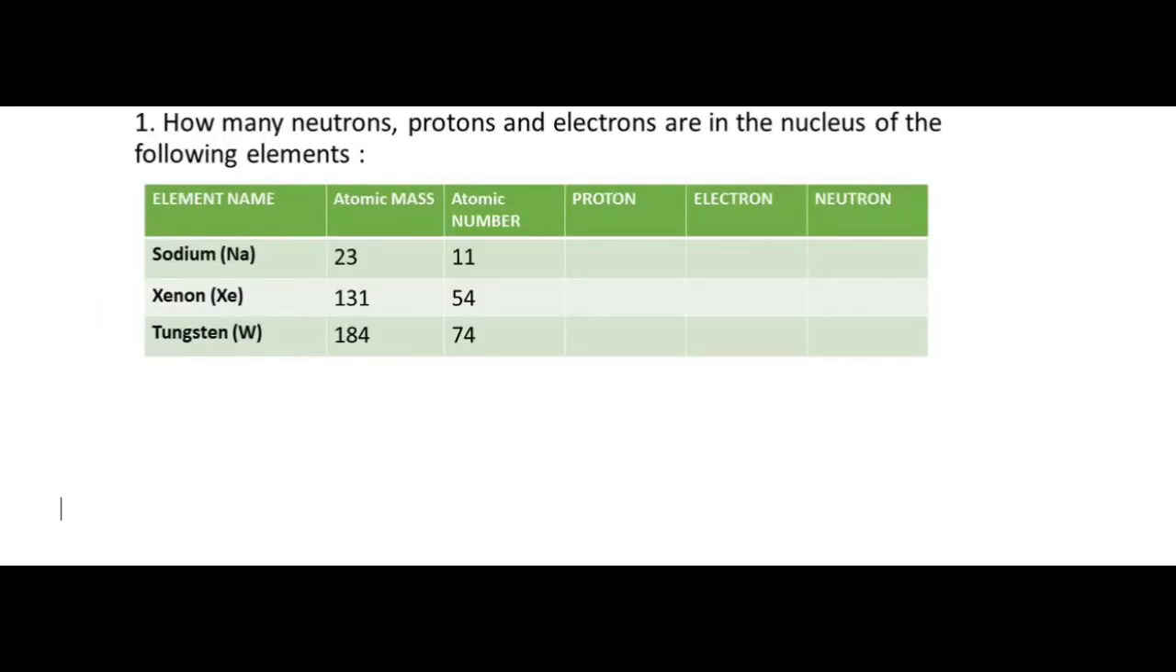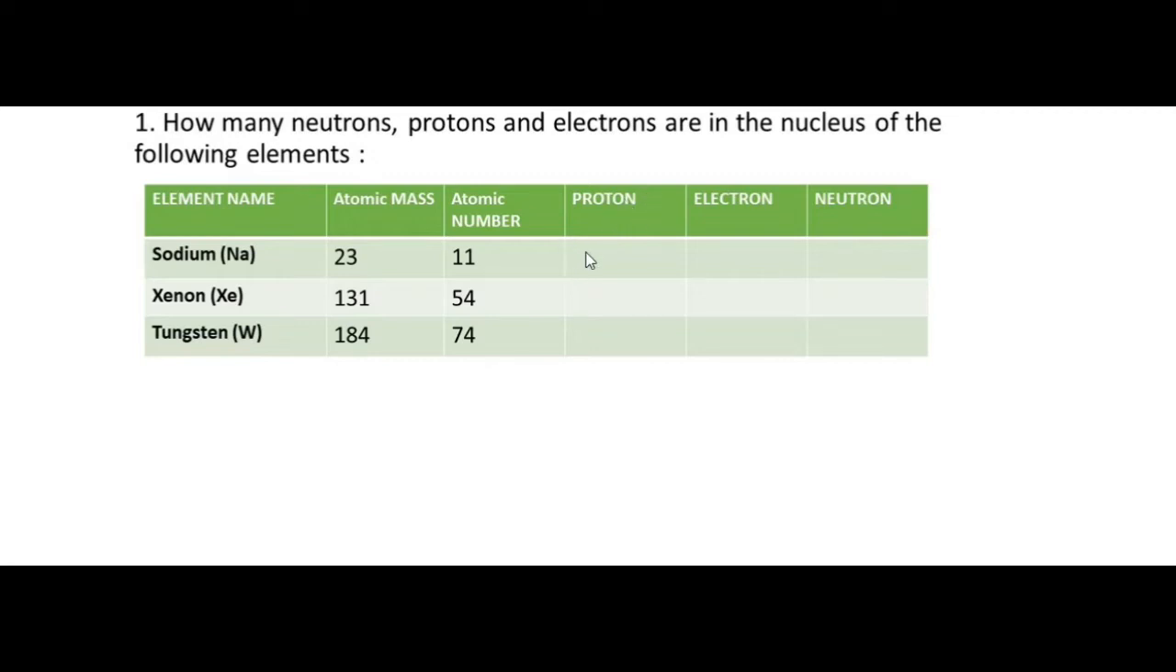How many neutrons, protons, and electrons are in the nucleus of the following? Let's try to answer this problem. Remember from the previous slide that atomic mass is equal to protons plus neutrons, and the atomic number is equal to protons, and protons are equal to electrons. Now, let's answer this.